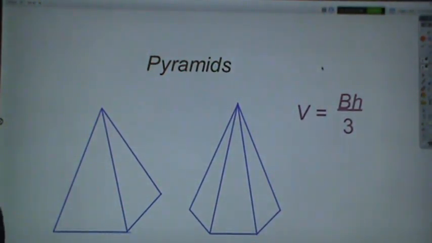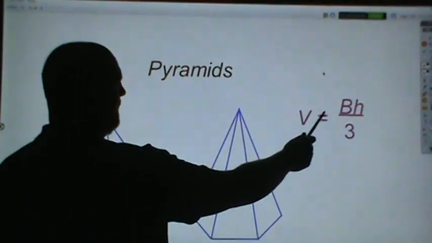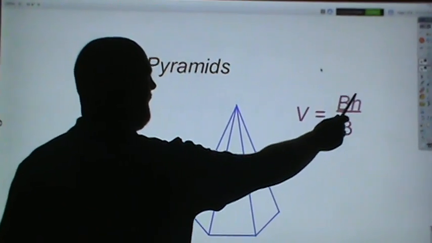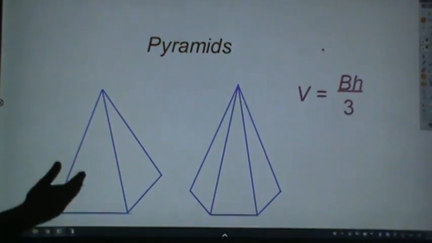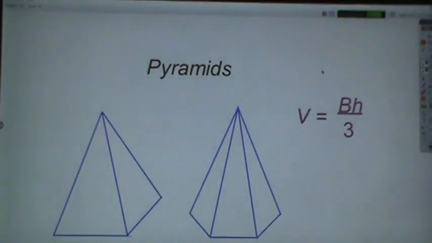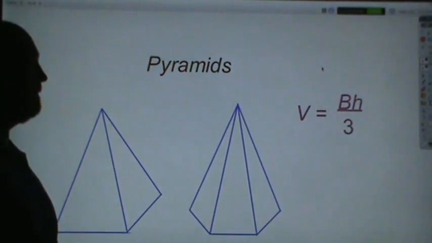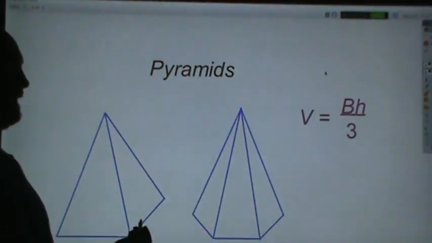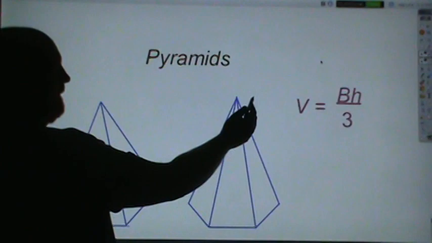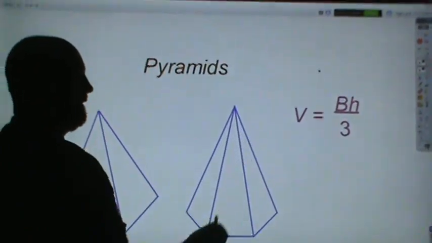To calculate the volume of a pyramid, you're going to multiply the area of the base by the height and divide by 3. The way I remember this is I know that the area formula for a triangle is base times height divided by 2. And a pyramid looks a lot like a triangle, but it exists in 3 dimensions. So I use that formula: volume equals area of the base times height divided by 3.